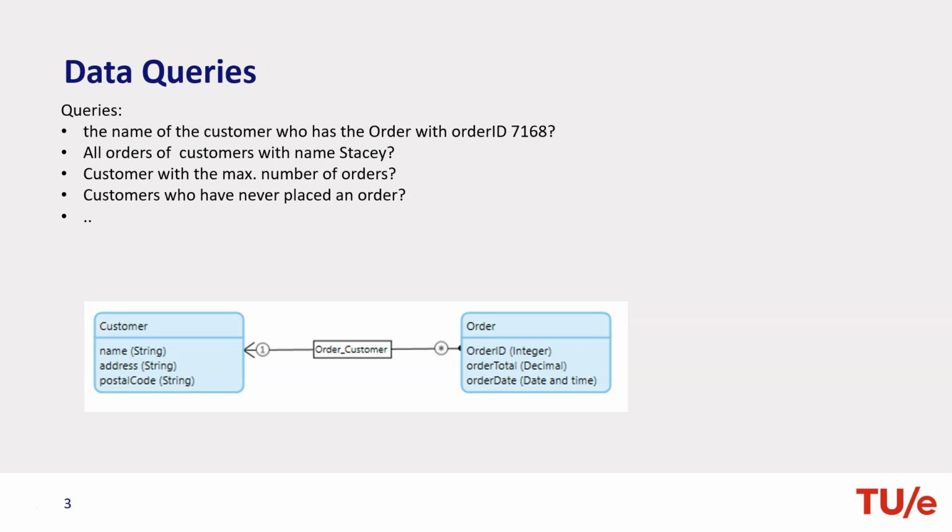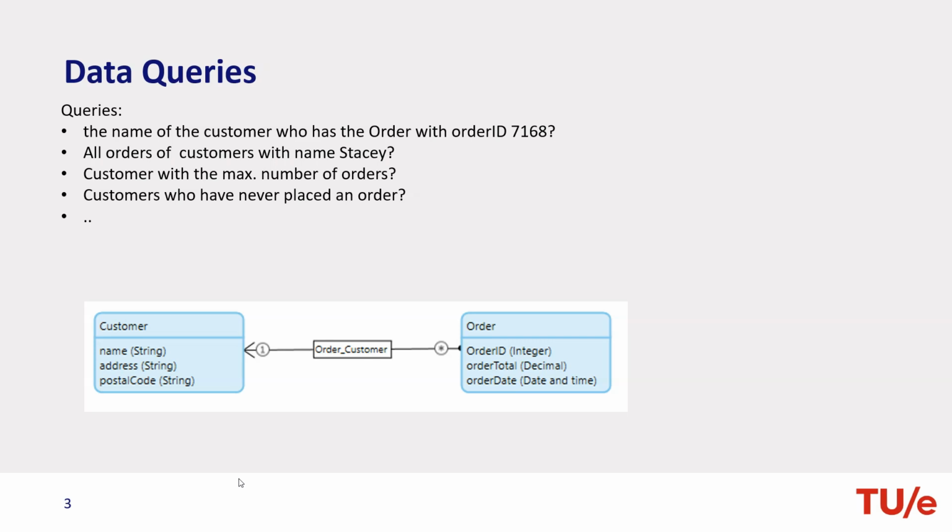The business application users will have many queries to be answered by filtering and retrieving their application data. For the small data model example here, the application's users may want to know the name of the customer who has the order with a certain order ID, all orders of customers with name Stacy, the customer with the maximum number of orders, or customers who have never placed an order.